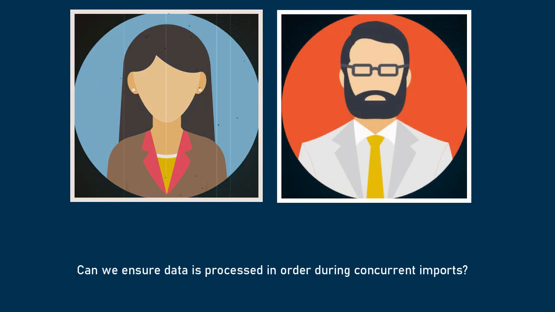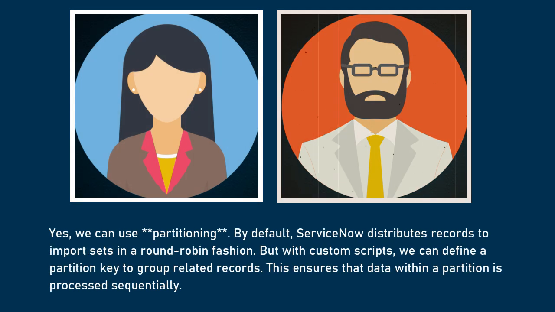Can we ensure data is processed in order during concurrent imports? Yes, in that case, we can use partitioning. By default, ServiceNow distributes records to import sets in a round robin fashion. But with a custom script, we can define the partition key to group related records. This ensures that the data within the partition is processed sequentially.